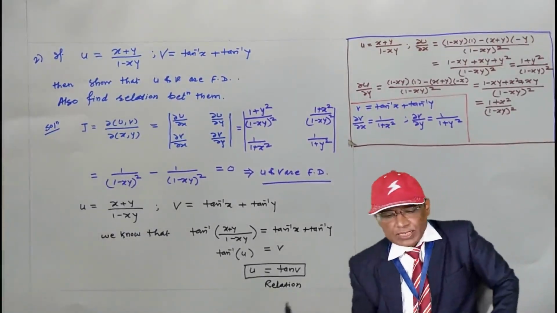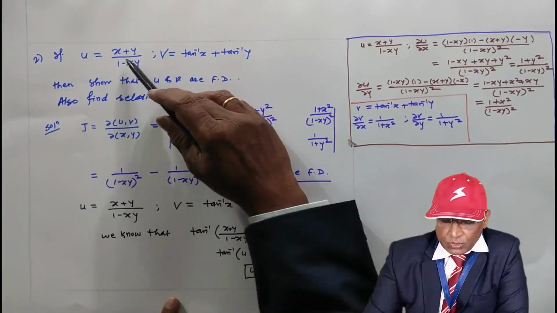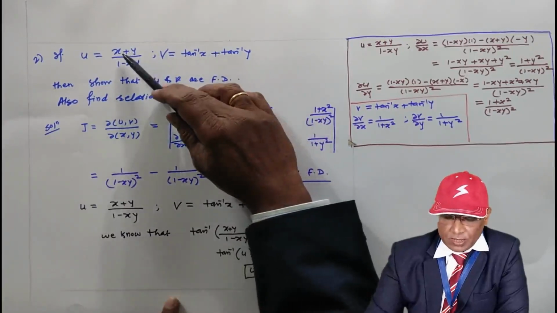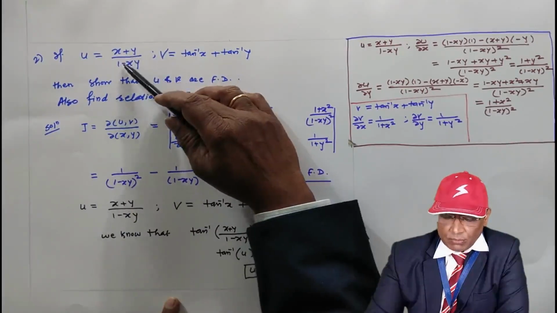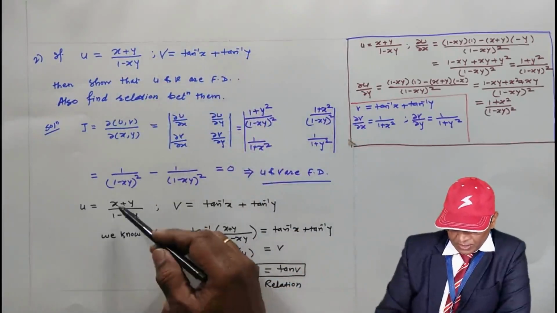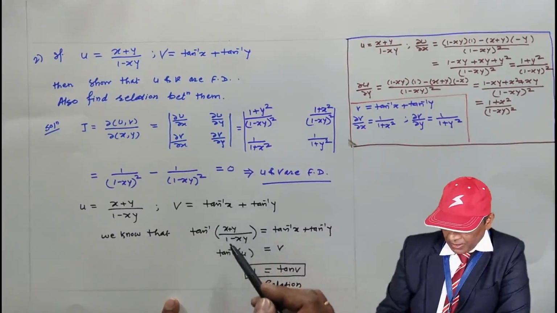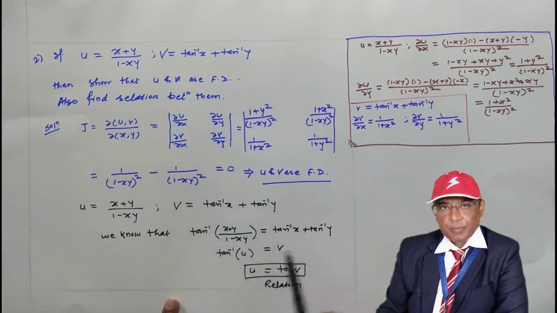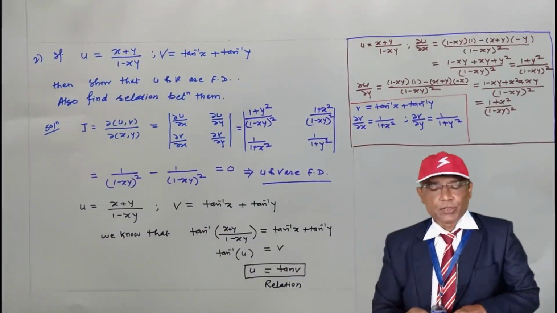See, in examination, small changes may occur. Instead of plus, minus, plus, the sign may get changed. You may be given x minus y by 1 plus xy and tan inverse x minus tan inverse y. In that case, the signs change accordingly, then again the same thing will follow. So this type of small change may occur in examination.